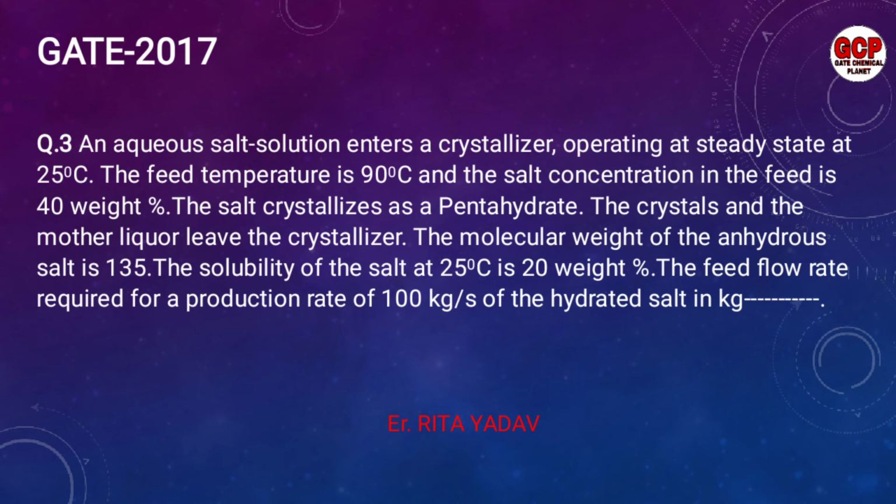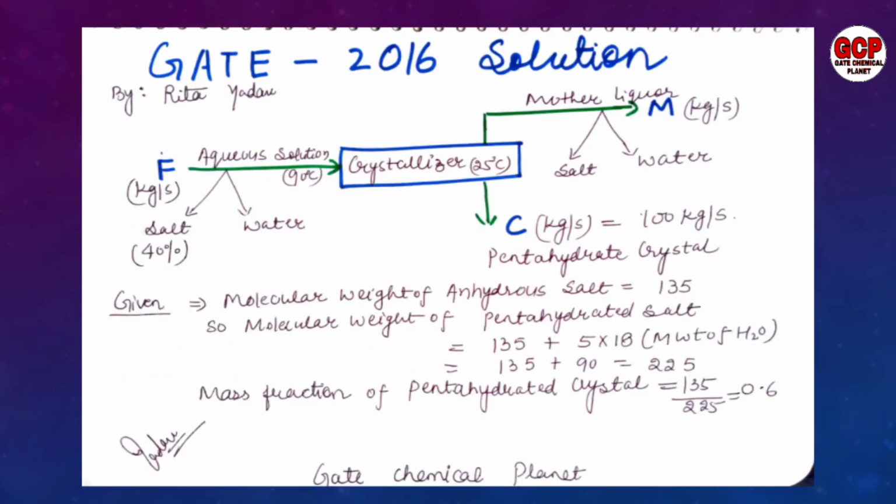So the amount of capital C, which is the hydrated salt, is already given: 100 kilograms per second. On the basis of all the given information, first we will draw the block diagram of the crystallizer. So here I have drawn the crystallizer.